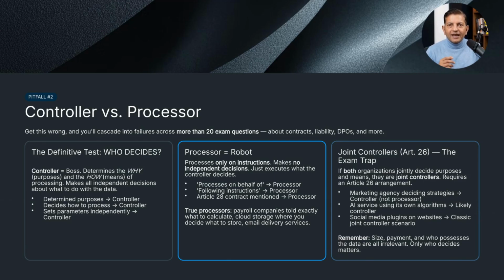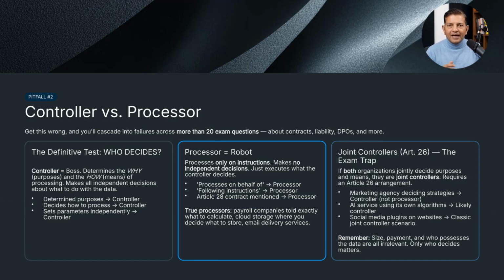Watch for these red flags on the exam. Processor indicators: processes on behalf of, following instructions, mentions of Article 28 contracts, contracted to provide services. Controller indicators: determines purposes, decides how to process, sets parameters, makes independent decisions. Joint controller indicators: jointly decide, common purposes, or mentions of Article 26 arrangements. These phrases are your clues.